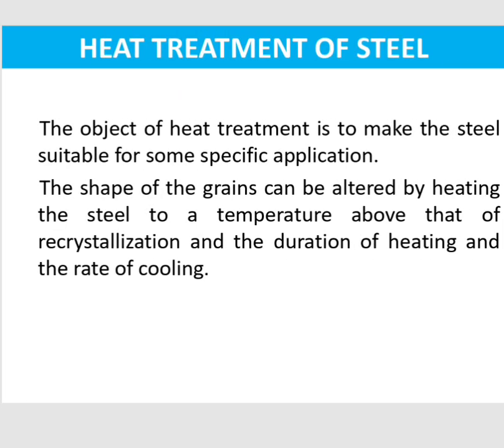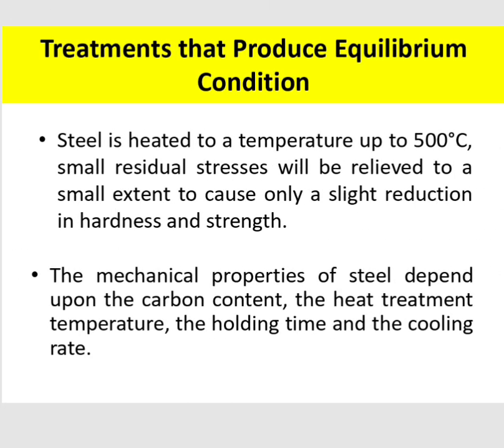The objective of heat treatment is to make the steel suitable for specific applications. The shape of grains can be altered by heating the steel to the recrystallization temperature or phase change temperature, and above. The duration of heating and the rate of cooling impact the properties of the material.